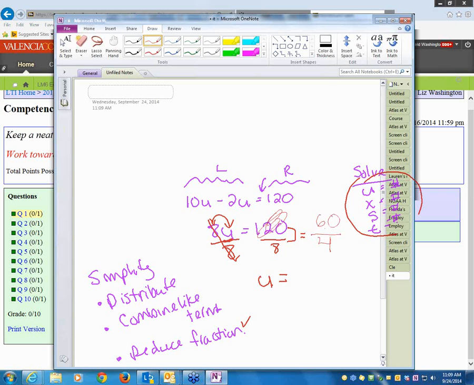But if you are comfortable with your multiplication tables, you may notice that 4 does go into 60 evenly. And how many times does 4 go into 60 evenly? It goes once, and it'll give us a remainder of 2. Bring down the 0, 5. So U equals 15. Did you have any questions on that one?